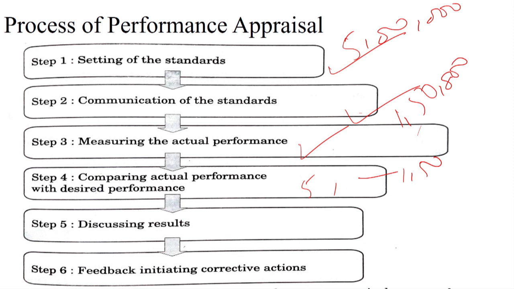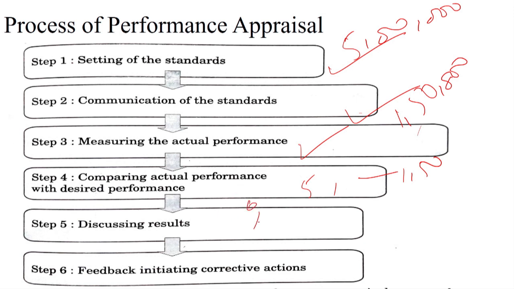So actually with the help of the comparison, we can come to know about the deviations in the performances of the employees, because the standards have been set. That's how we know that the person has not performed well, and then the future course of action can be decided. Then we are discussing the result.